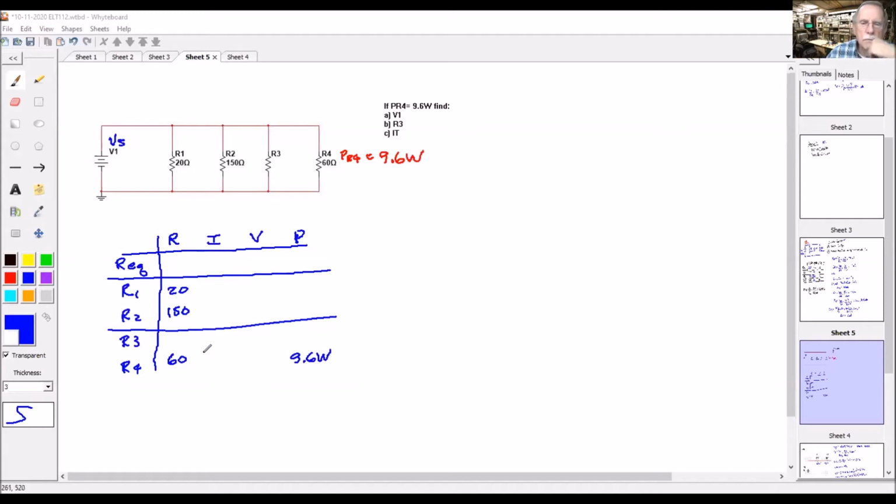If we think about it, we always need at least two things in a row to find anything else. So I could use the 60 ohms and the 9.6 watts to find the current, or I could use the 60 ohms and the 9.6 watts to find the voltage. Which would be the better choice?